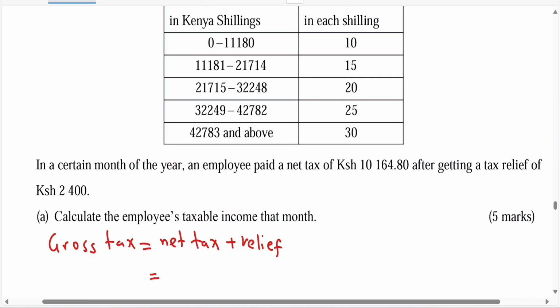So net tax yetu hapa ni ngapi? Ni 10,164.80 added to 2,400 Kenya shillings. So just take your calculator, ama waweza fanya through your own hands, but let me use my calculator for this case. So this plus that gives you how much? Gives you 13,014.8. But am I sure?